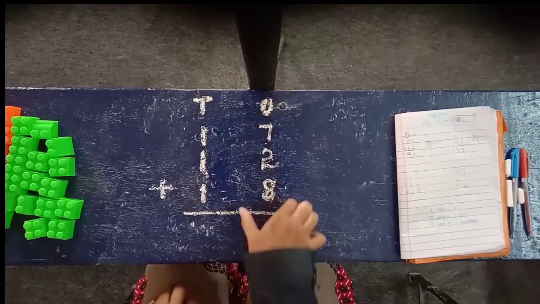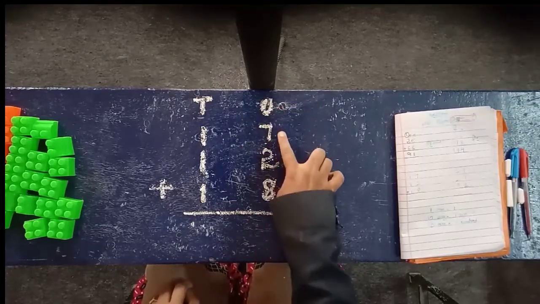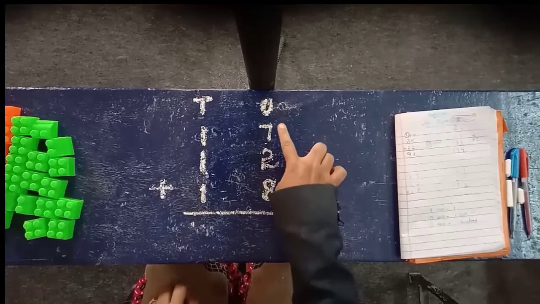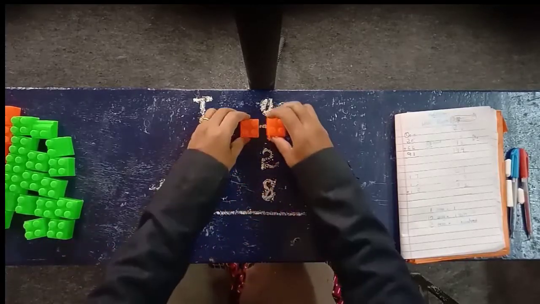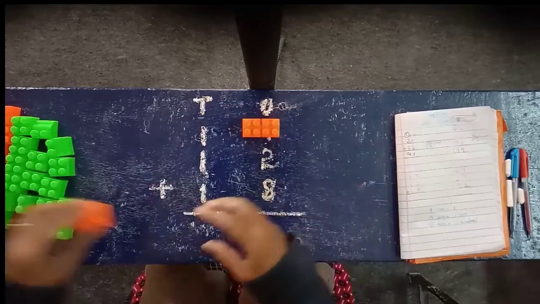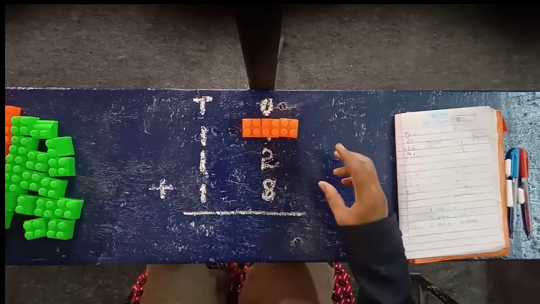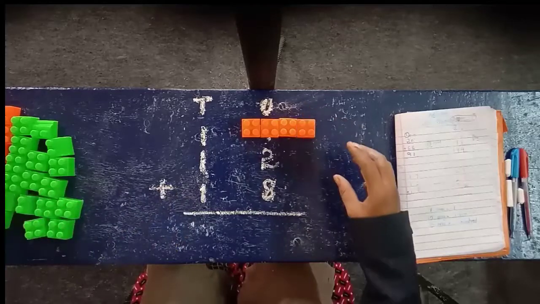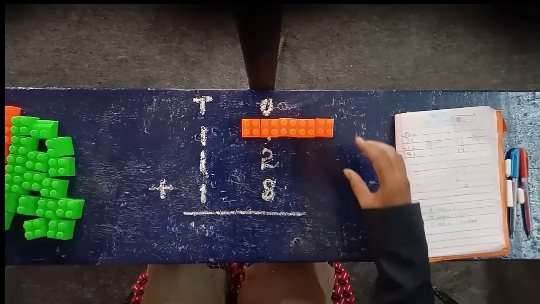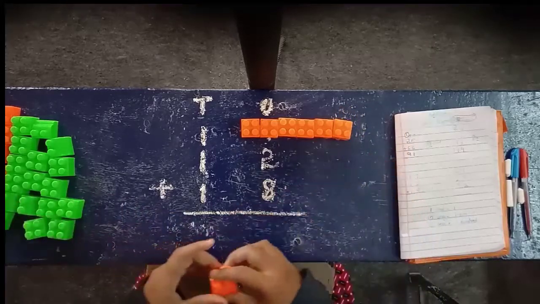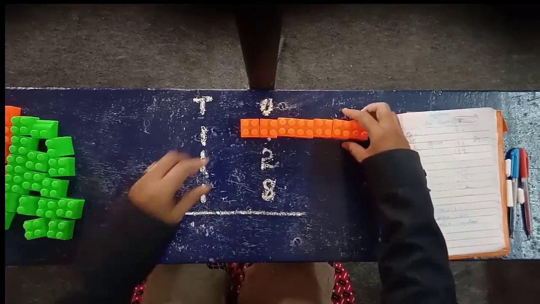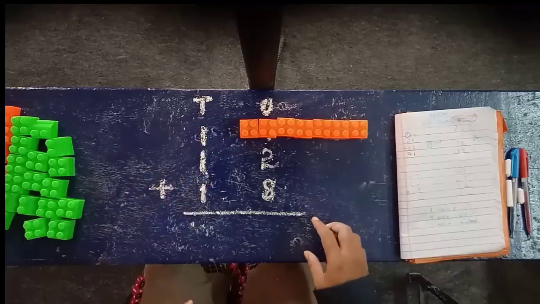Come on, let's arrange the ones digits. The ones digit of the first number is 7, children. Come on, 7 orange boxes we will arrange. So here 1, 2, 3, 4, 5, 6, 7. Come on, I arranged the 7 orange blocks.